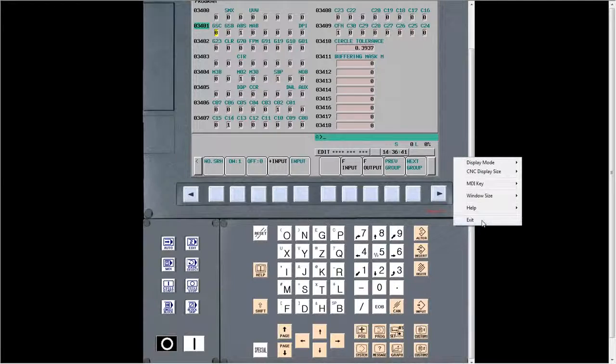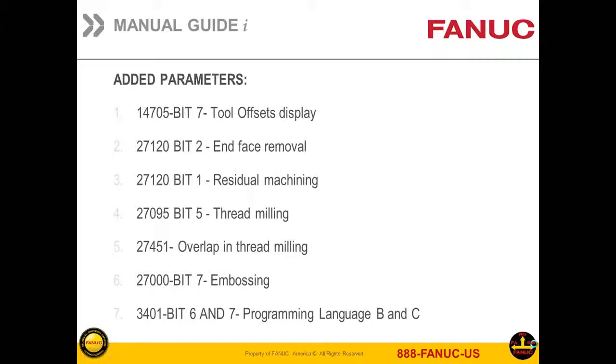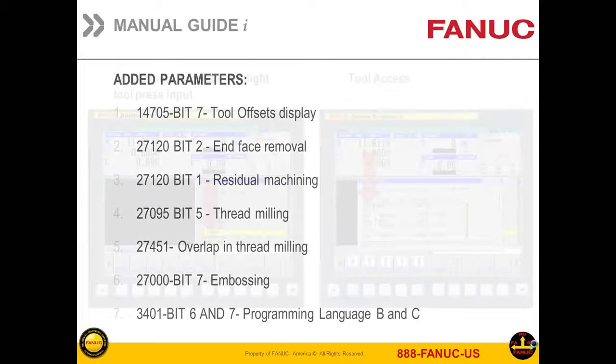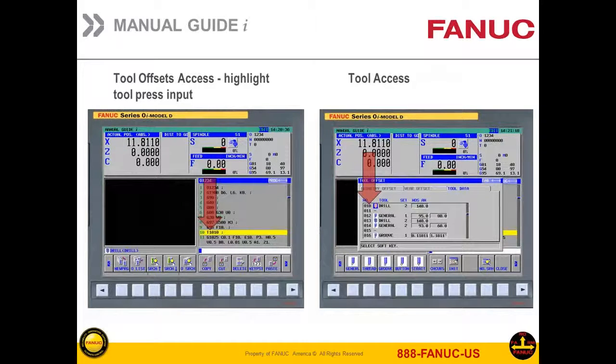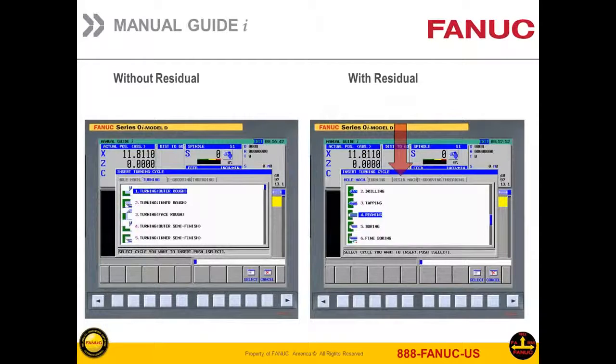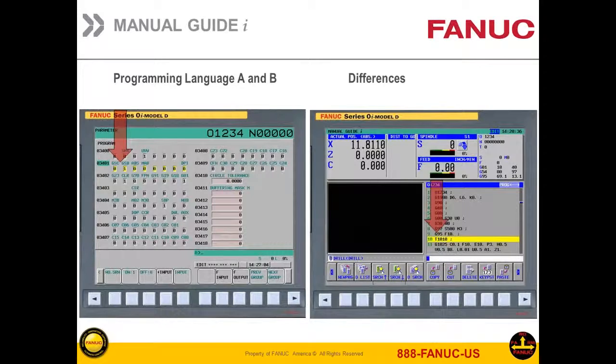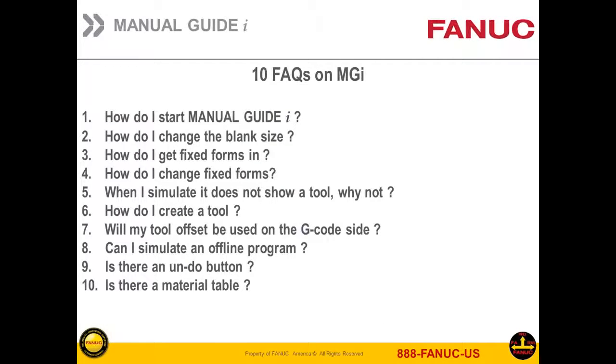Now at this point, what I want to do is get back down to this. So we want to go back to our PowerPoint presentation. We sort of went over all those. And again, this shows the different screens, how they look when you turn things on. Rough without in-facing, rough with in-facing, without residual, with residual, the embossing tab, the program language A and B, and the differences.